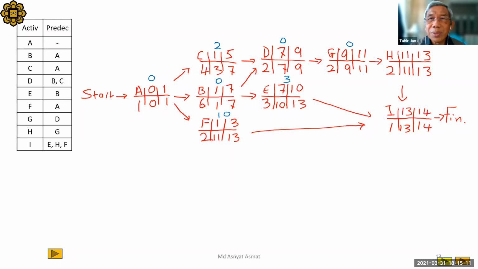G, 0. H, 0. F, 10. I, 0. Already. F is 10, and then already finished. Okay, critical path.